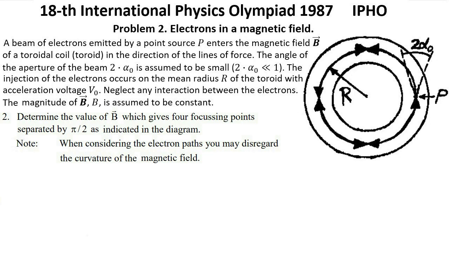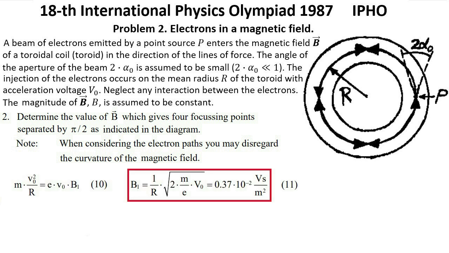Question 2. Determine the value of vector B which gives 4 focusing points separated by pi over 2 as indicated in the diagram. Note, when considering the electron paths you may disregard the curvature of the magnetic field. Determination of B1. Analogous to equation 2 we have expression 10. From equation 7 follows magnetic field B1 equal to expression 11. That was the solution for question 2.